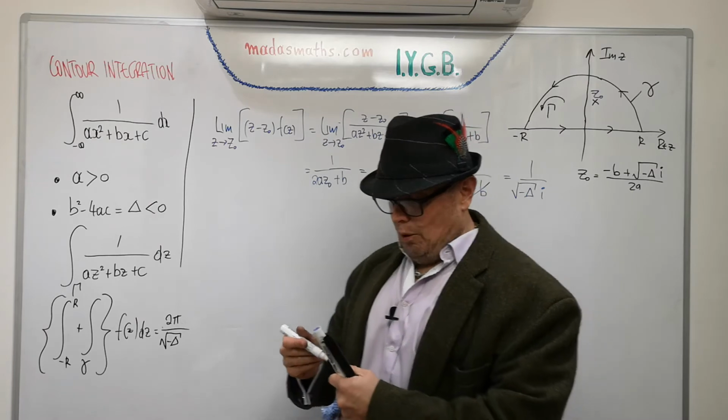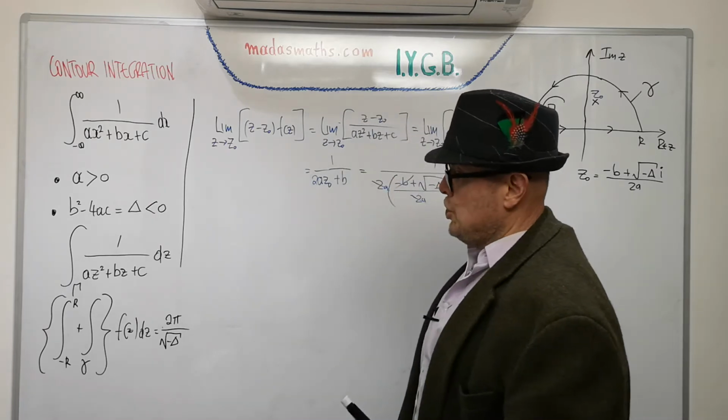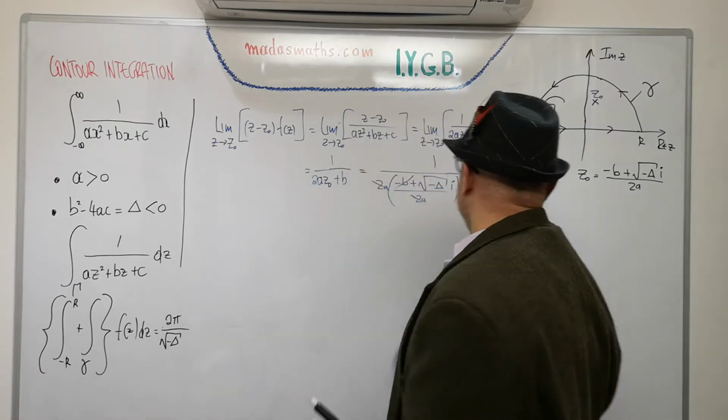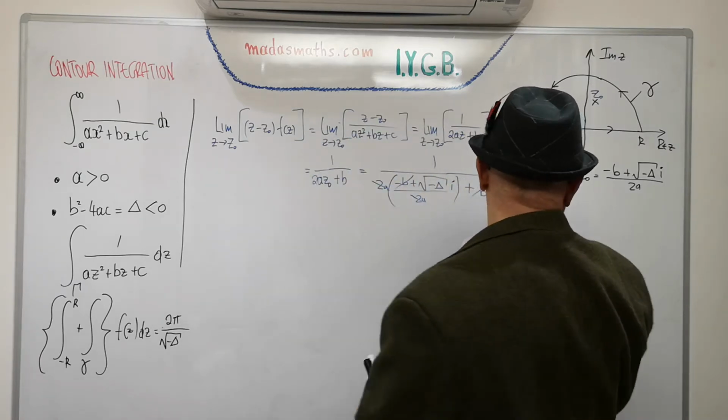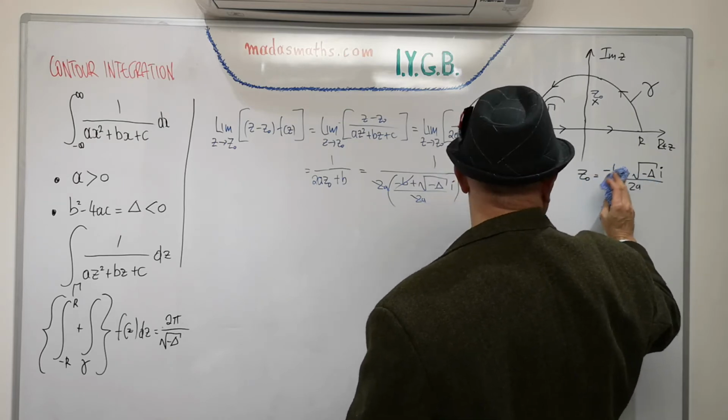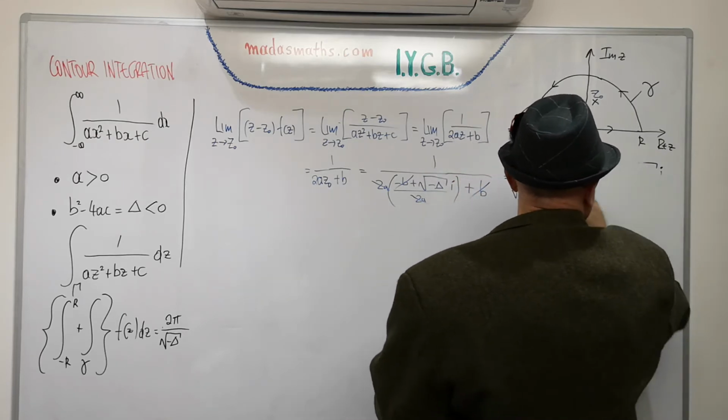So all that is left for me to do is to show that the contribution around little gamma is of course 0 in the limiting case. Do I need this? No, I don't. Do I need the residue there? Not the residue, the pole. No, I can rub it off.